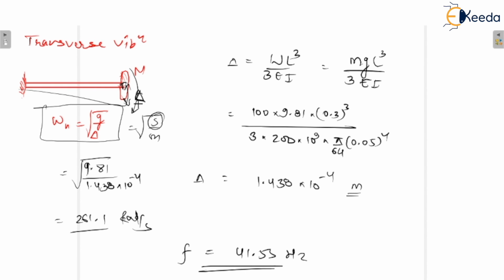This is the deflection. Okay. Delta is WL cubed upon 3EI. This is the formula you will study in strength of materials in detail. And W is the load at the end of the shaft, that is the weight of the rotor. We just have to put all these values and we'll get the answer.